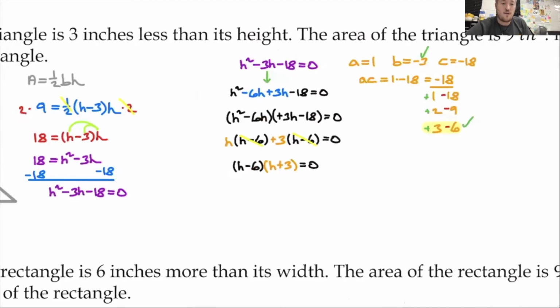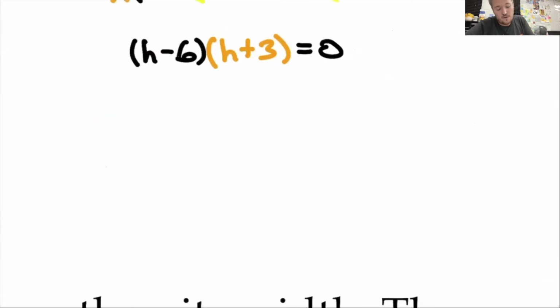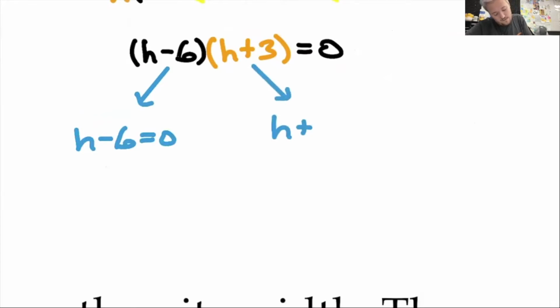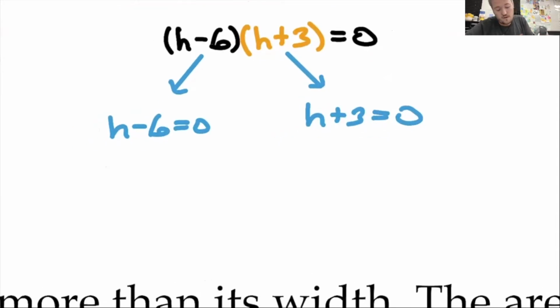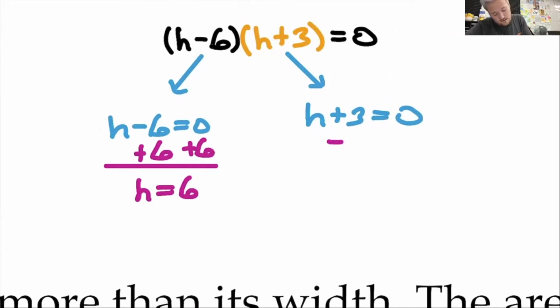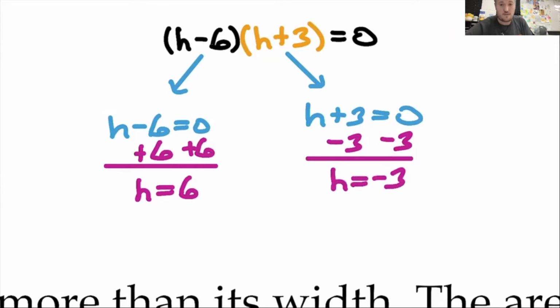Okay, so I want to be able to solve this quadratic equation. So now that I have it in factored form, the next step is I want to take both of these factors and set each one of them equal to 0. And then I want to solve them. So over here, I'm going to add 6, so I have h equals 6, and subtract 3 over here, so I have h equals -3.